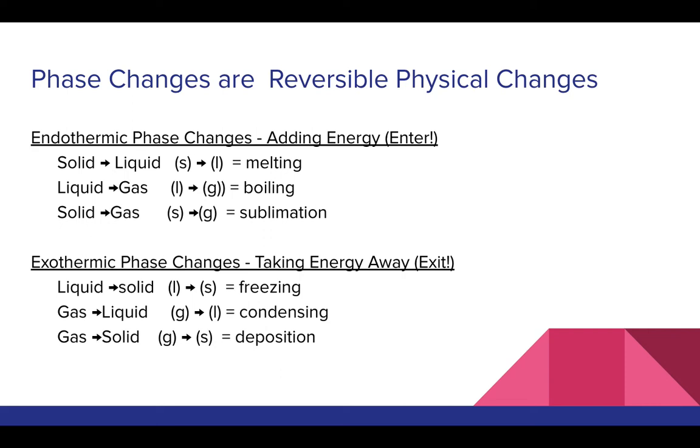Now, exothermic phase changes mean that you have to take energy away from the substance in order for it to occur, essentially cooling the substance. You're taking energy away, it's exiting, so exothermic. So a liquid going to a solid, you're going to have to cool the liquid, take energy out of the liquid to make it a solid. That's called freezing. A gas, like steam, going to liquid water is called condensing. And a gas going back to a solid is called deposition.